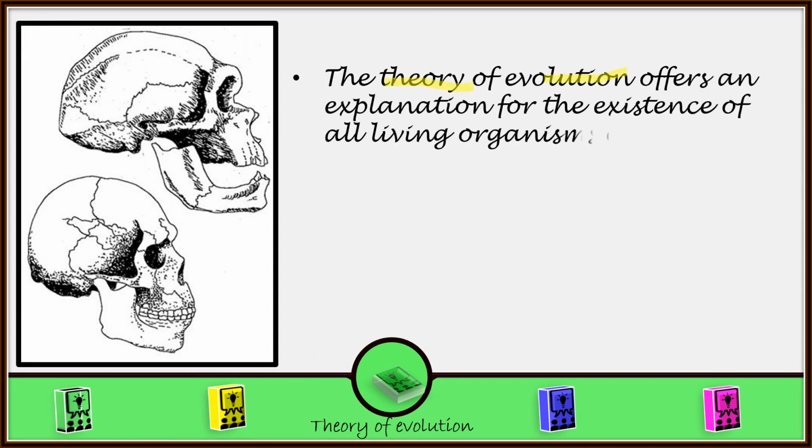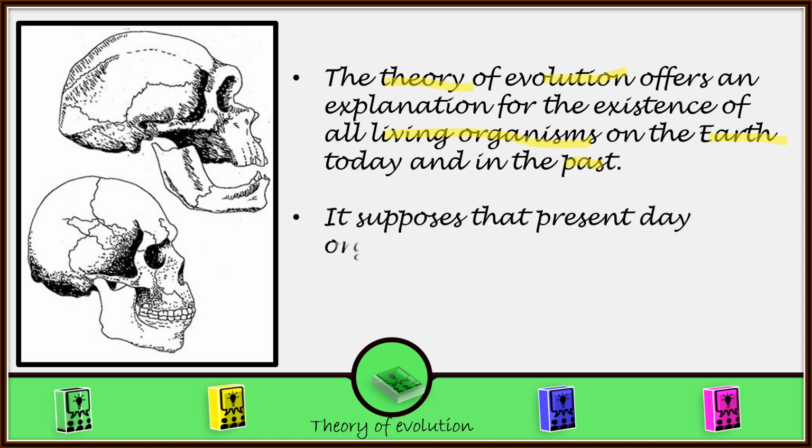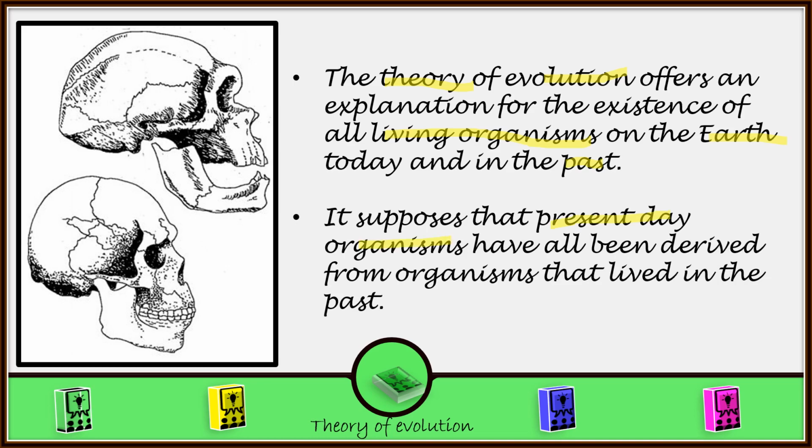The theory of evolution offers an explanation of the existence of all living organisms on Earth today and in the past. This theory explains the existence of living organisms on Earth today and in the past. It supposes that the present-day organisms have all been derived from organisms that lived in the past. So when you look at the present-day organism, the evolution theory supposes that they were derived from the organisms that lived in the past.